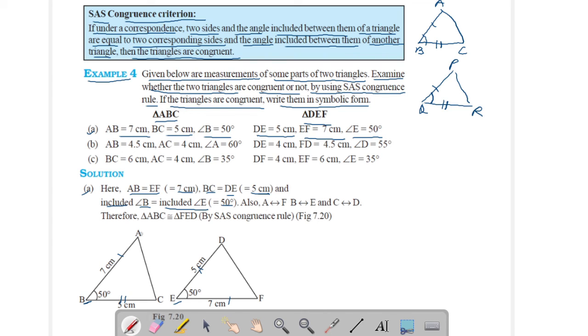Also A corresponds to F, and B corresponds to E, and C corresponds to D. This vertex C corresponds to D. Therefore, triangle ABC is congruent to triangle FED by the SAS congruency rule.